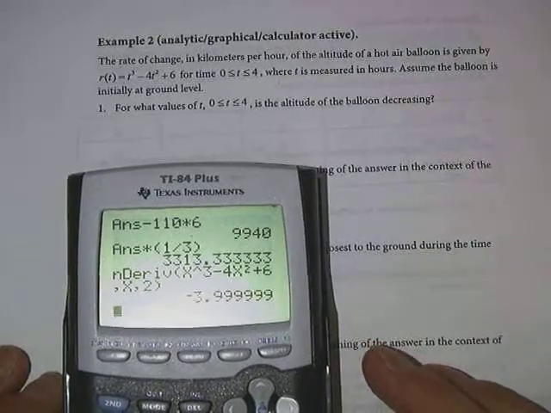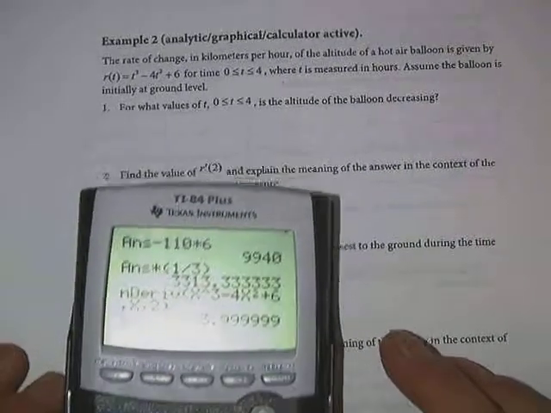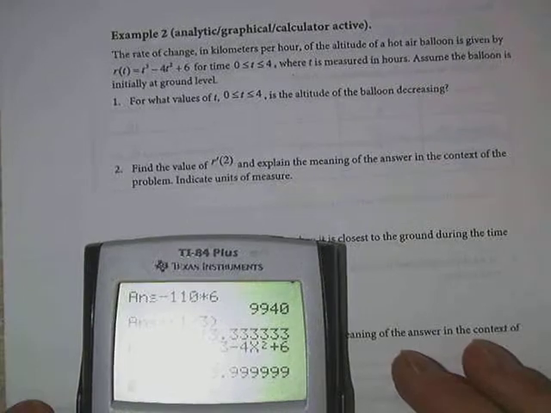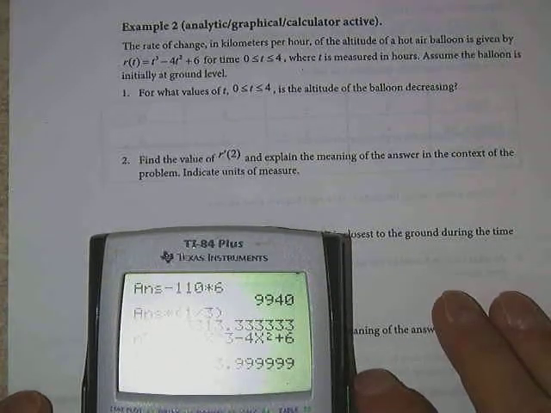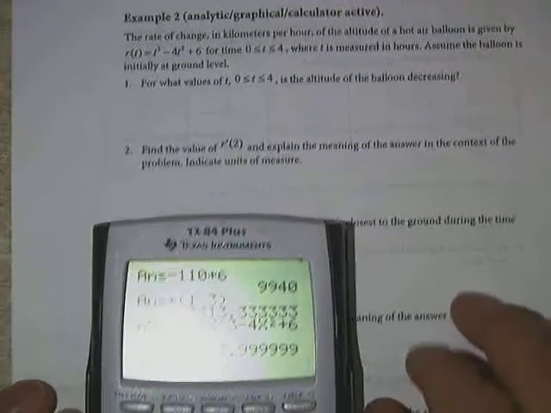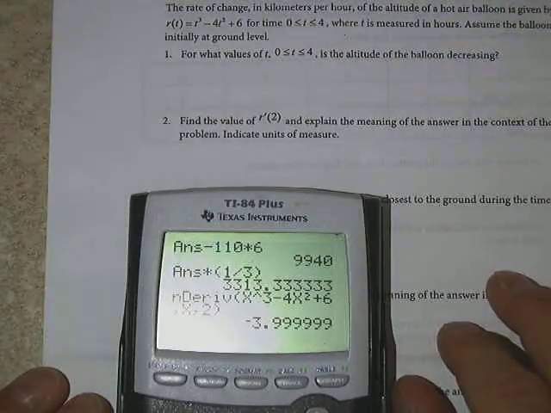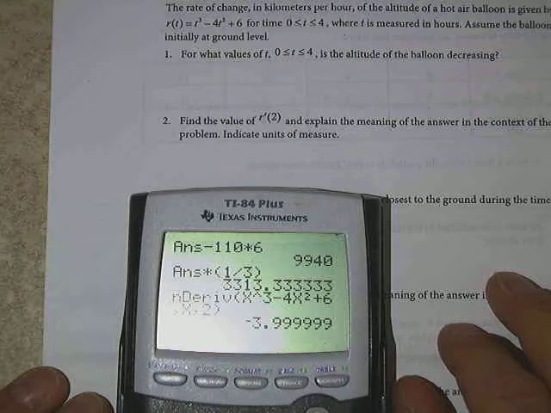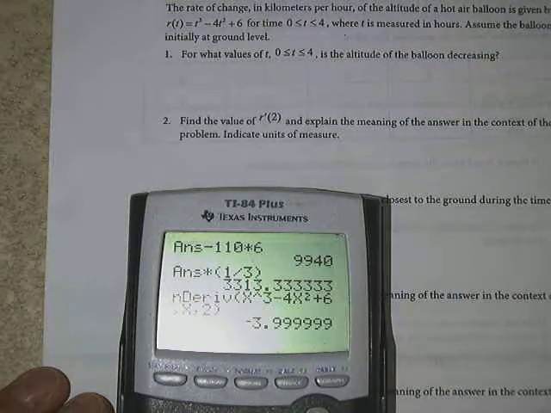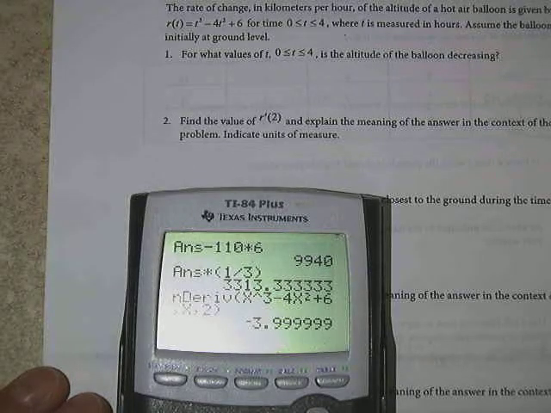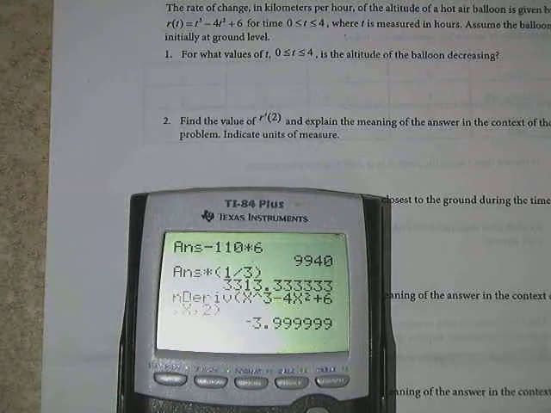R prime at 2 would just be the derivative at 2. Remember, like we showed yesterday, you can find the derivative of that. In this case, it's a pretty easy function to work with, but ultimately, if I just do my math 8, I do t cubed minus 4t squared plus 6, comma x, comma 2. It's just a derivative at a point problem, so it says calculator active, so we get negative 3.99.